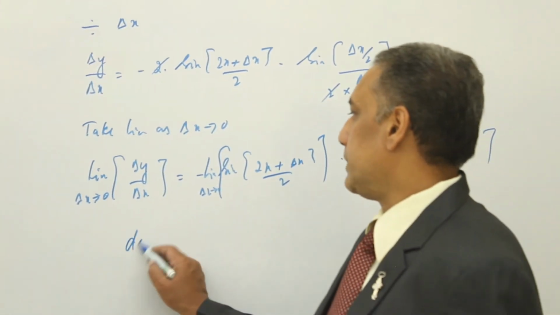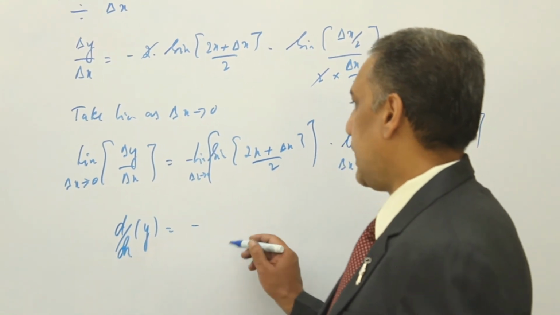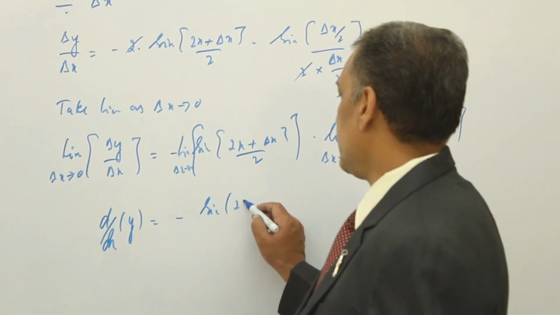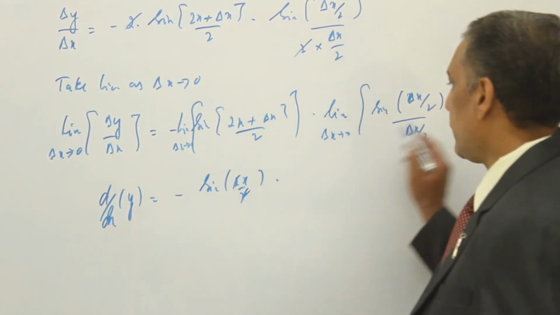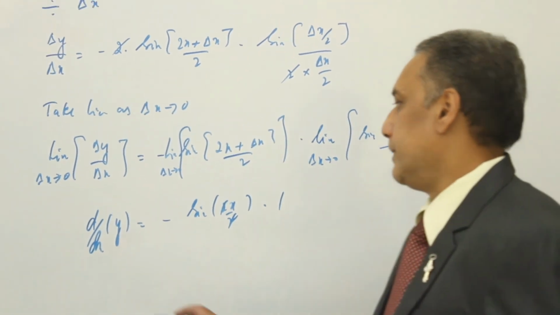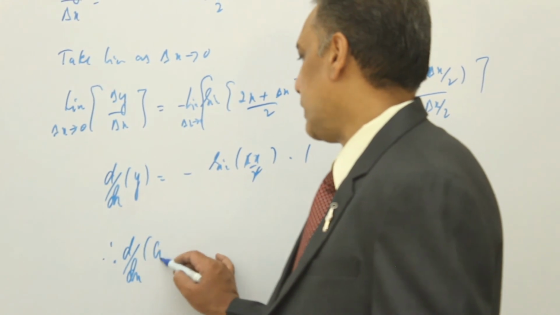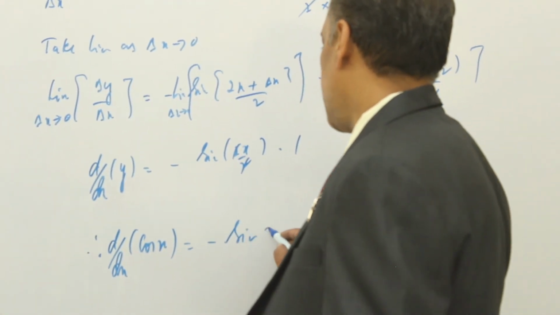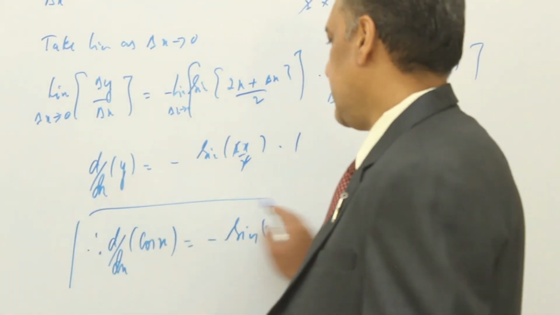So this will become d by dx of y is equal to minus sine of 2x by 2. So 2 and 2 get cancelled, into the whole of this, which results in 1. So y is nothing but cos x. Therefore we get d by dx of cos x is equal to minus sin x. That will be the final derivation.